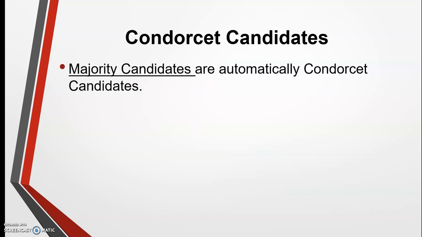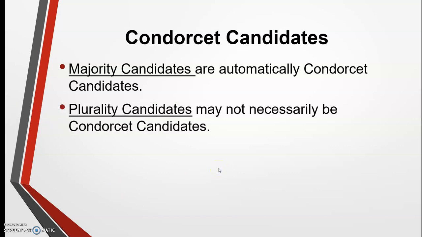Majority candidates, because they have over half of the first place votes, are automatically Condorcet candidates. If a candidate has over half of the first place votes, then even if every other candidate were to receive all of the remaining votes, that majority candidate is still going to beat them head to head. So a majority candidate is automatically a Condorcet candidate.